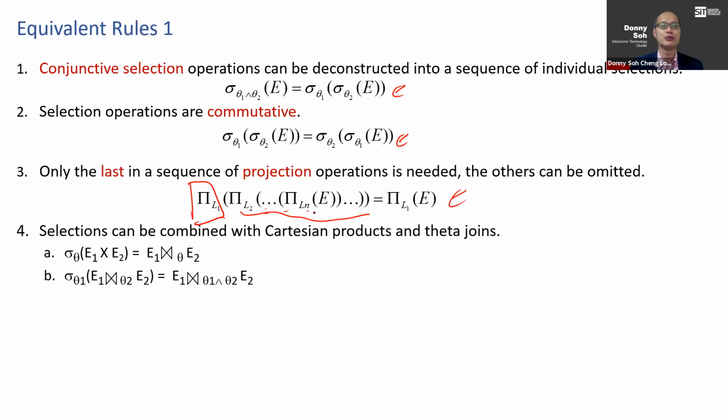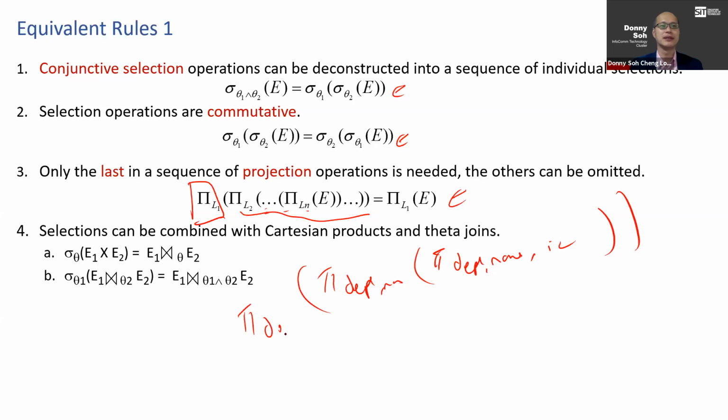So if I am projecting, let's say, department name and IC, and after that I project department name, then all the earlier projections actually aren't needed. I just need the last one. The condition, of course, is that department name must be within all of the intermediate operations.